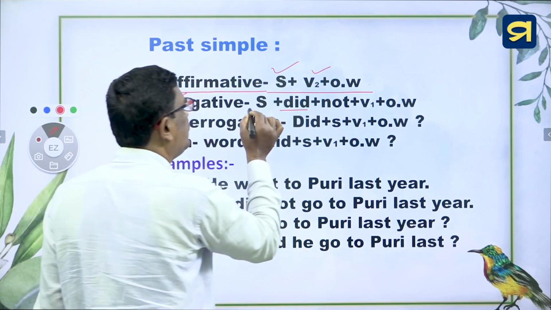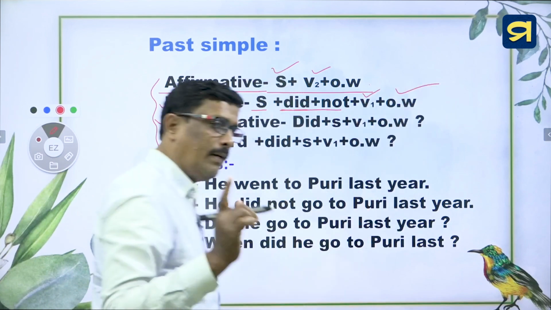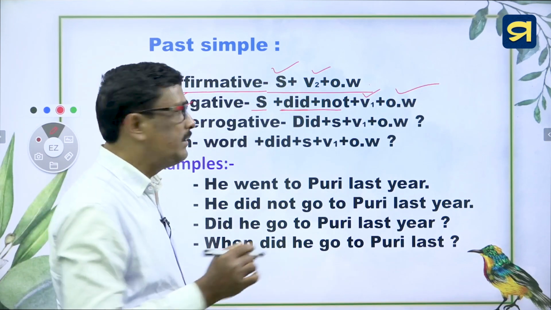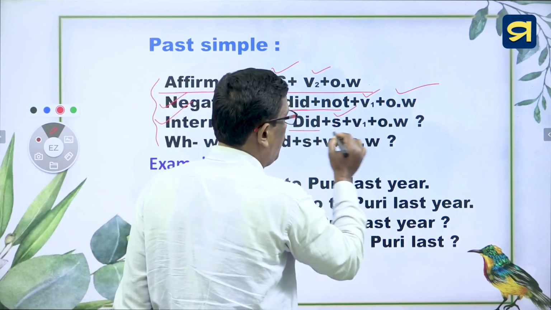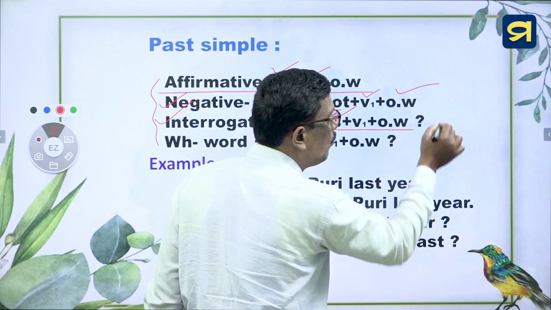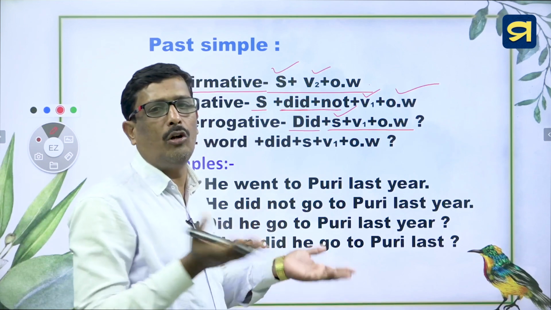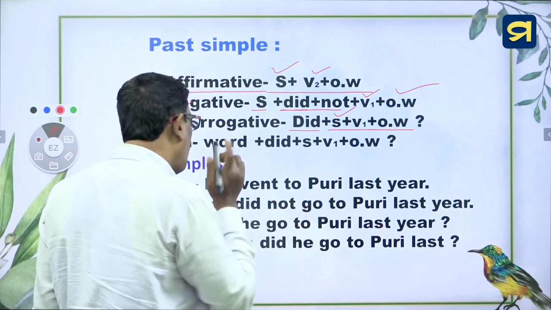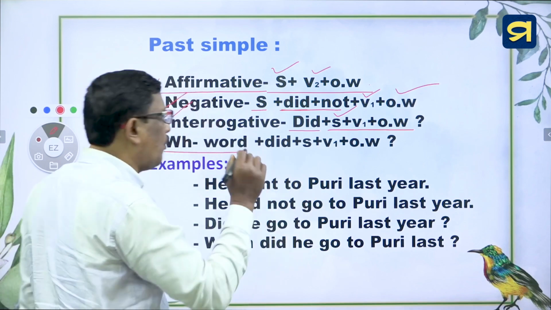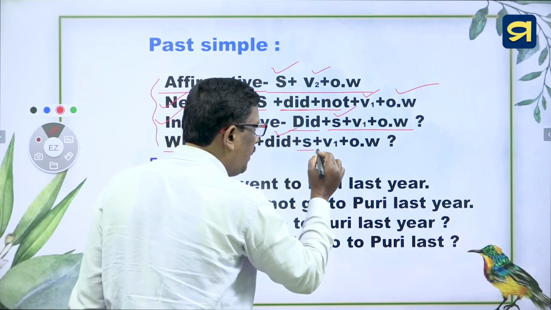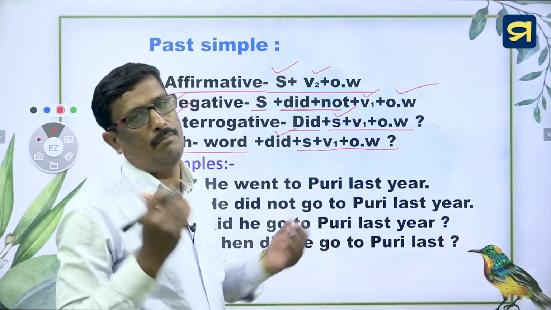In a negative sentence, subject followed by did not, then V1 and then other words if any. For an interrogative sentence, for yes-no interrogative, first did is used, then subject followed by V1, then other words, then a question mark is given, because an interrogative sentence always ends with a question mark. For WH interrogative sentence, first the WH word is used, followed by did, then subject, then V1, then other words. And these are the different structures of past simple tense.